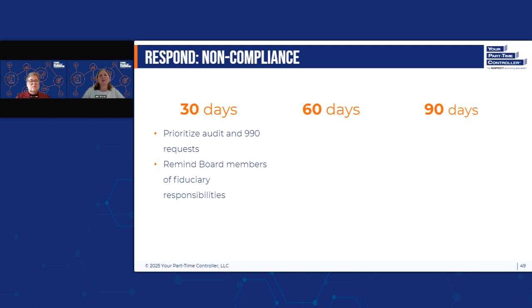And we have to remind our board members that they have fiduciary responsibilities. They are held to legal and ethical standards. Being on a board is a serious commitment. And one of the fiduciary duties is one of obedience. And that's really the one that covers making sure that the organization complies with laws and regulations, like filing your 990 on time and making sure your audit's completed.